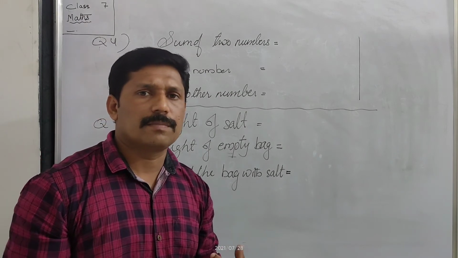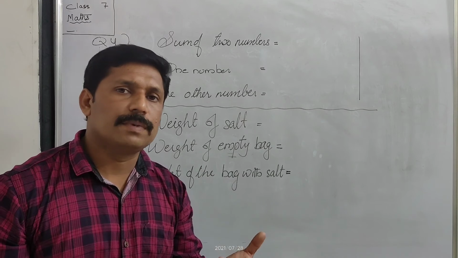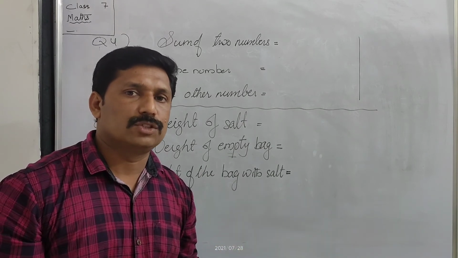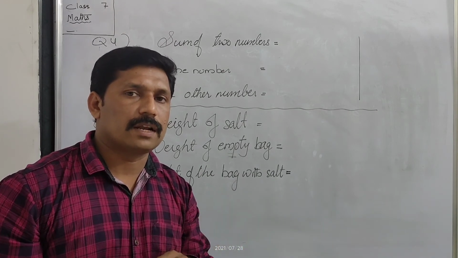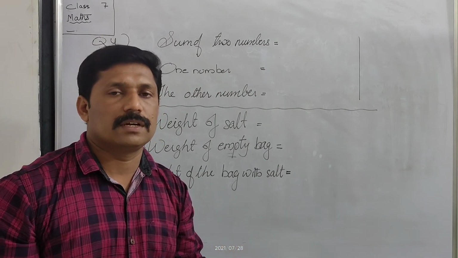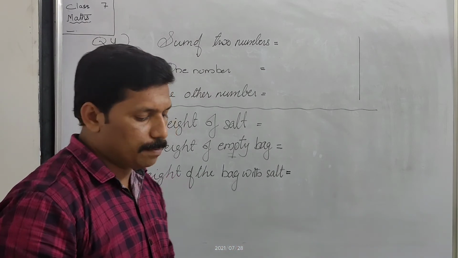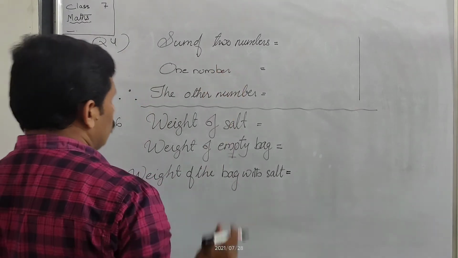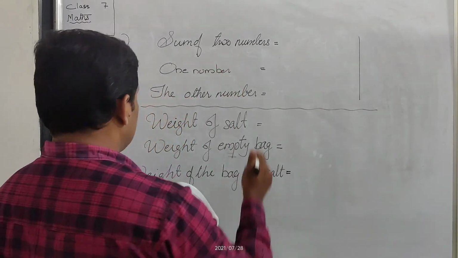What to do to find the other number? Example: the sum of two numbers is 10, and one number is 2. Then which is the other number? That means 10 minus 2 is equal to 8. 8 plus 2 is equal to 10. You know that. So here also we subtract the numbers. Sum of two numbers, that is actually 15.84.